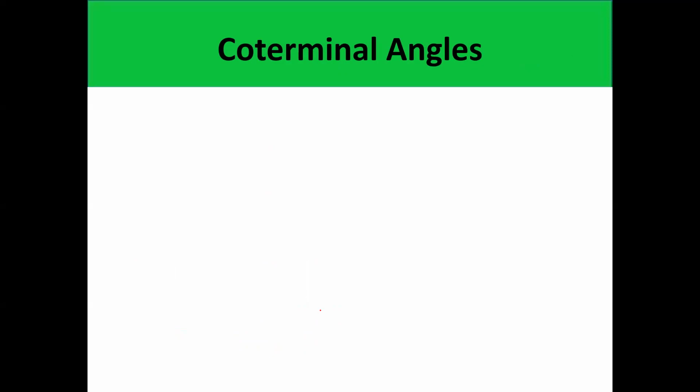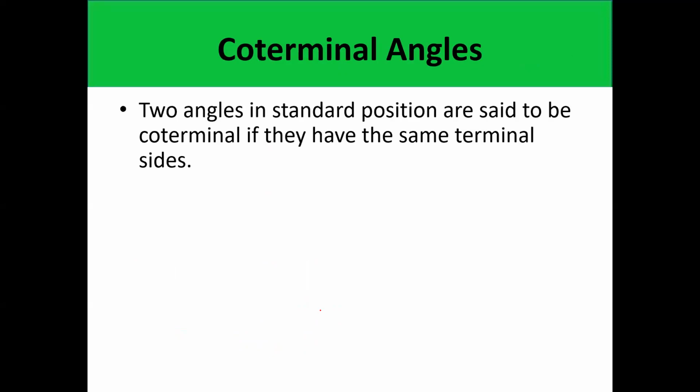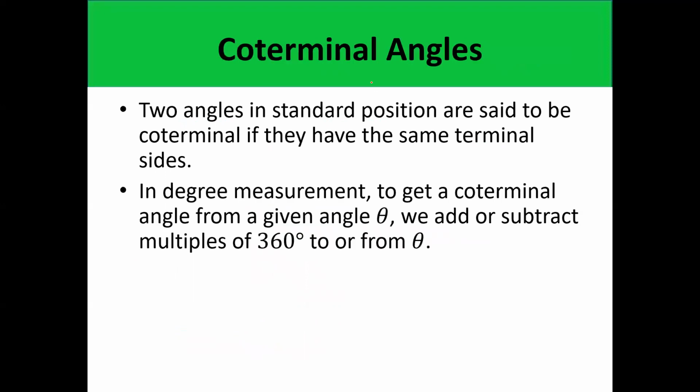Okay, next, let's have the concept of coterminal angles. Now, we say that two angles are coterminal if they have the same terminal sides. But note that these two angles must be in standard position, which means that their initial sides must be on the positive x-axis. Now, in degree measurement, to get a coterminal angle from a given angle theta, we either add or subtract multiples of 360 degrees to or from the given angle theta.